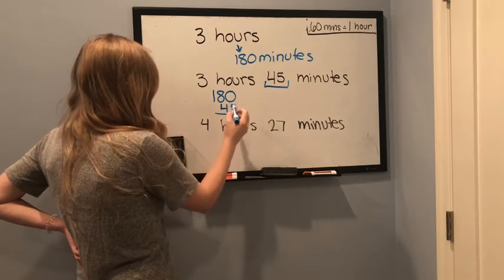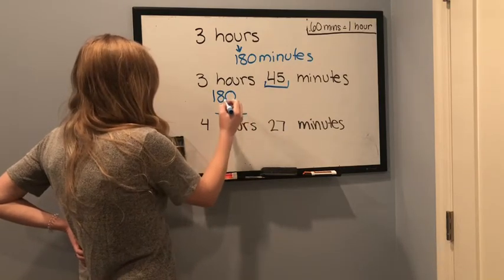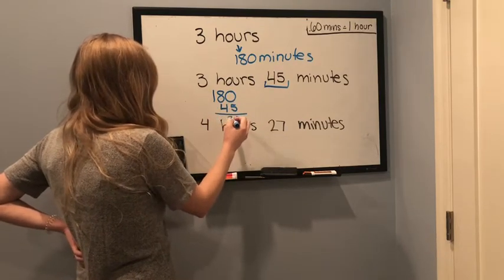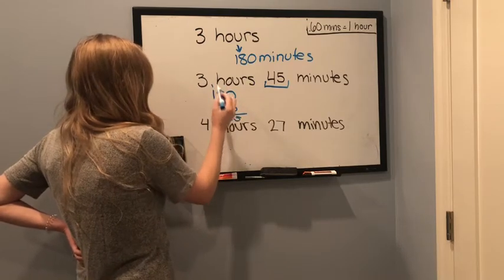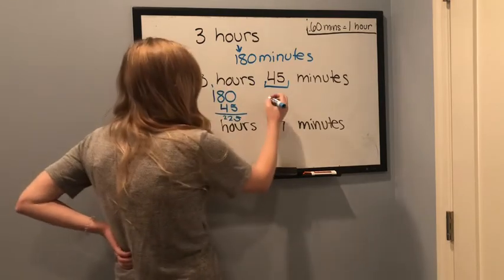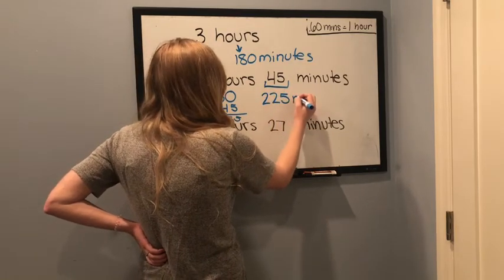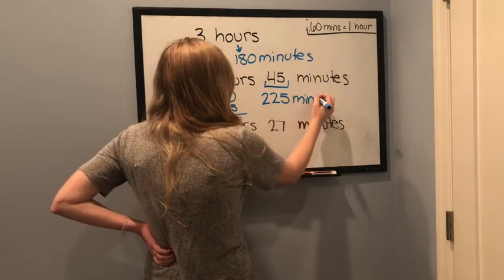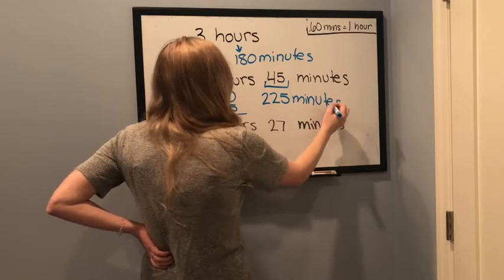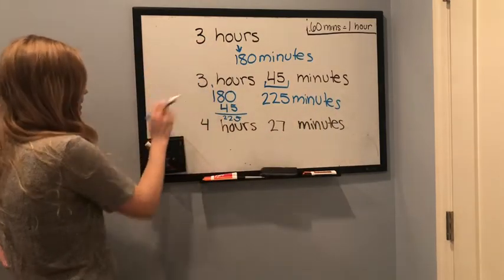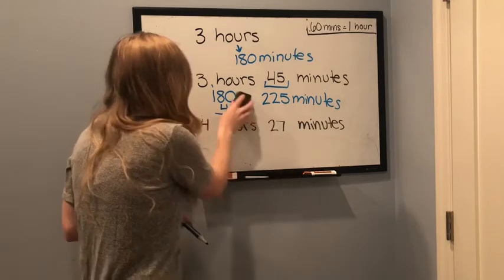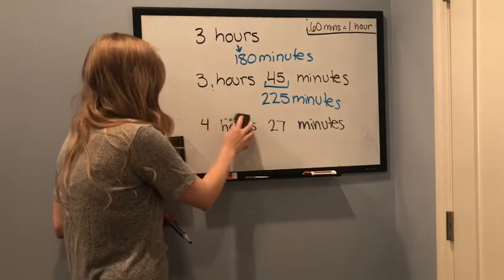Okay, 0 plus 5 is 5. 80 plus 40 is 120. 100 plus 100 is 200. So the answer is 225 minutes. Do you see how knowing 3 hours already helped us? We only had to add 45 more minutes.